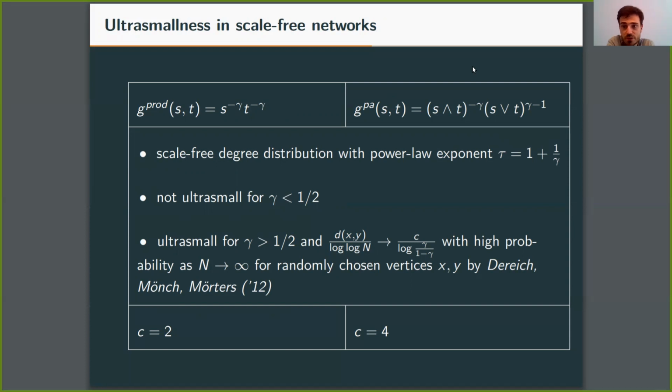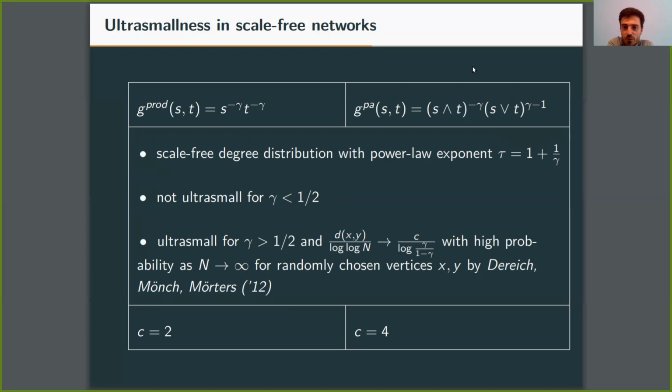The occurrence of ultra-smallness is here well understood. If gamma is smaller than a half, then there is no ultra-smallness, and if gamma is larger than a half, the network is ultra-small, and by Dereich and Mörters in 2012, a limit theorem is established for this case. So the chemical distance is of doubly logarithmic order of the amount of vertices in the graph. So the amount of vertices in the graph here replaces the role of the Euclidean distance in the definition of ultra-smallness I mentioned before. And here also these two kernels do differ, and this happens in this constant C in the limit theorem, which is 2 for the product kernel, but 4 for the preferential attachment kernel.